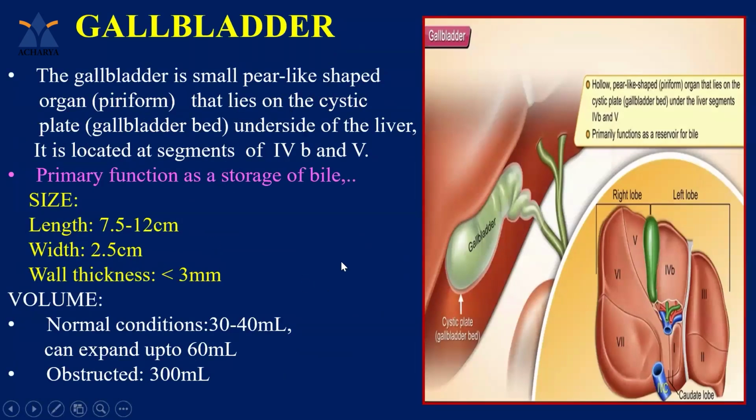The size of the gallbladder is around 7.5 to 12 centimeters in length, 2.5 centimeters in width, and wall thickness less than 3 millimeters. The volume of the gallbladder in normal condition is 30 to 40 ml, and it can expand up to 60 ml. In case of any obstruction, it can go up to 300 ml.